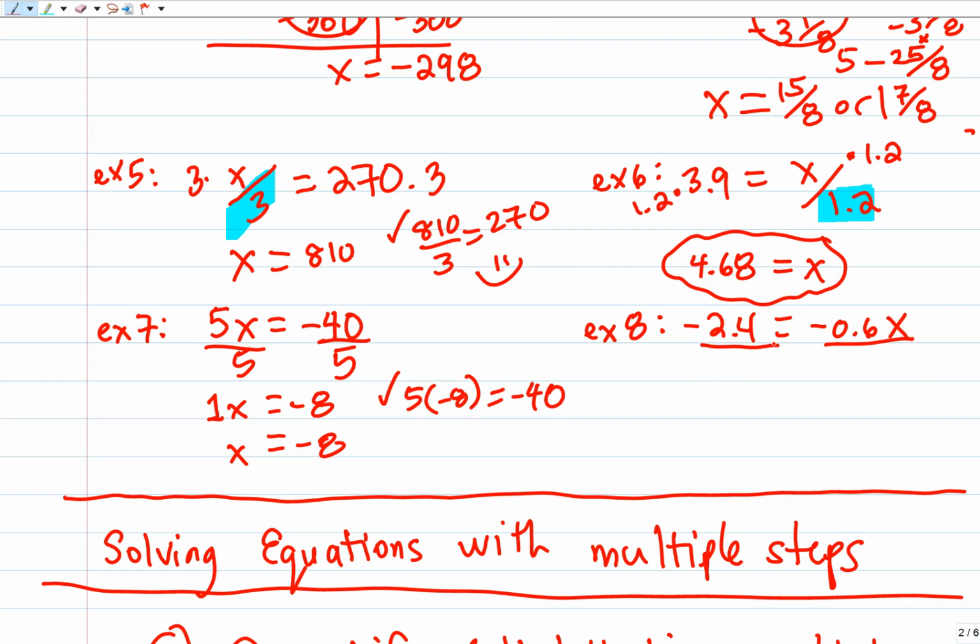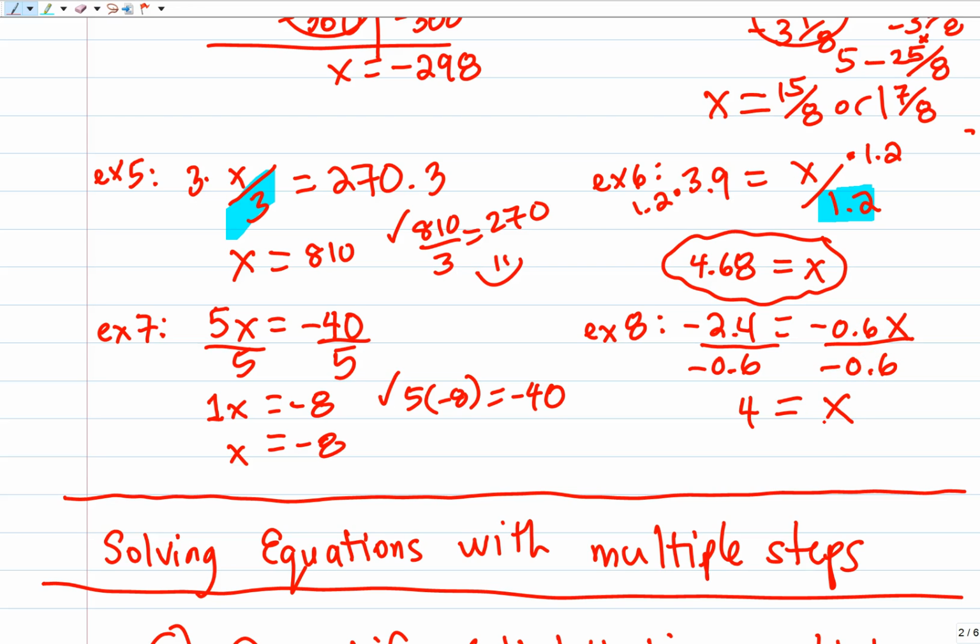Not just the number, the negative. See, if it's being multiplied by a positive, we divide it by a positive. If it's being multiplied by a negative, we divide it by the negative. On the left side, what is negative 2.4 divided by negative 0.6? Should be positive. A negative divided by a negative is positive, and that would make 1x.